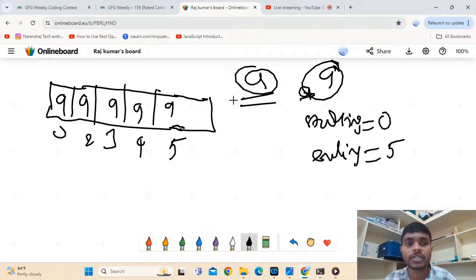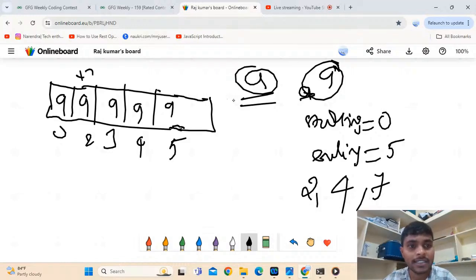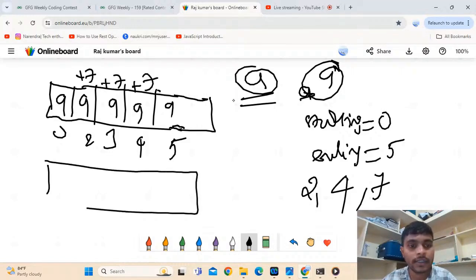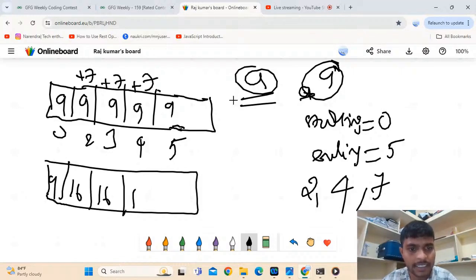Now from this to this, if we have one number we can place it. For suppose he gave starting index 2 and ending index 4, and the query value is 7. So from 2 to 4 I have to add 7 plus 7 plus 7. So how much does it become? Now guys, here 9, 16, 16, 16, 9. Okay, the final array becomes like this.